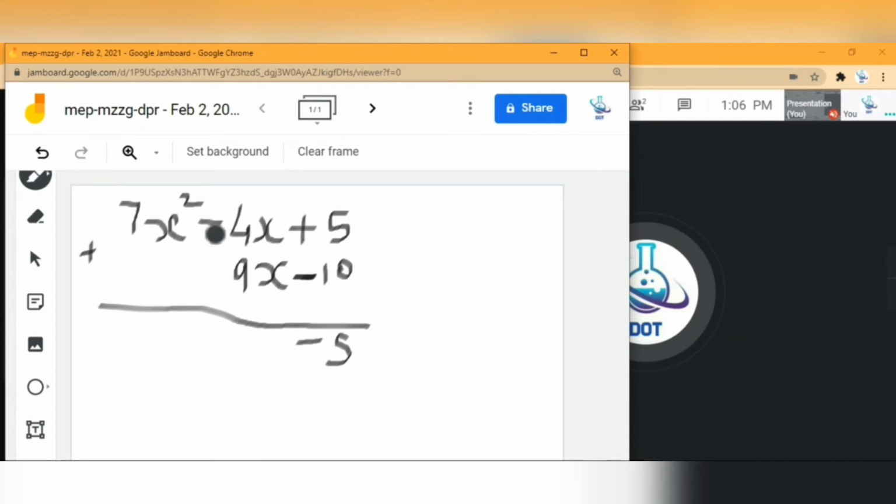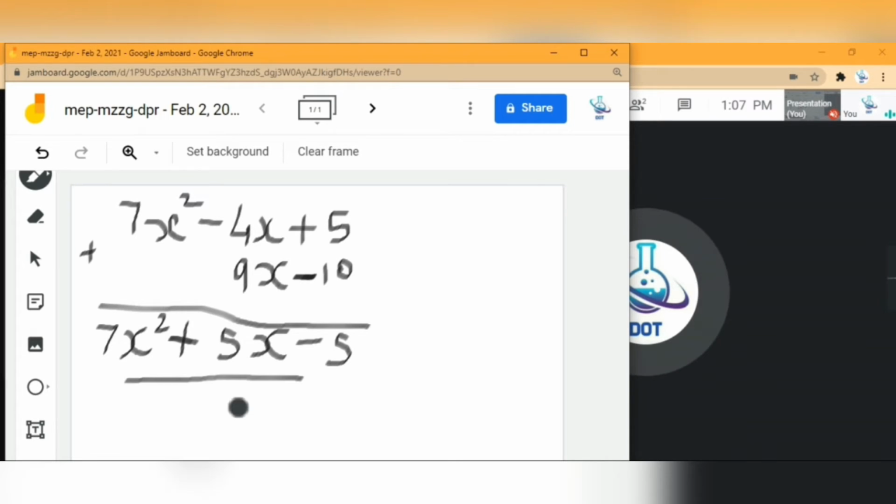So minus 4x plus 9x will give, first of all we have to find the difference between 9 and 4, that is 5, and we can write 5x. Plus, as there is no variable down for 7x square, we can take it down as it is. So the answer for this question is 7x square plus 5x minus 5. Hope you would have understood how to add algebraic expressions.